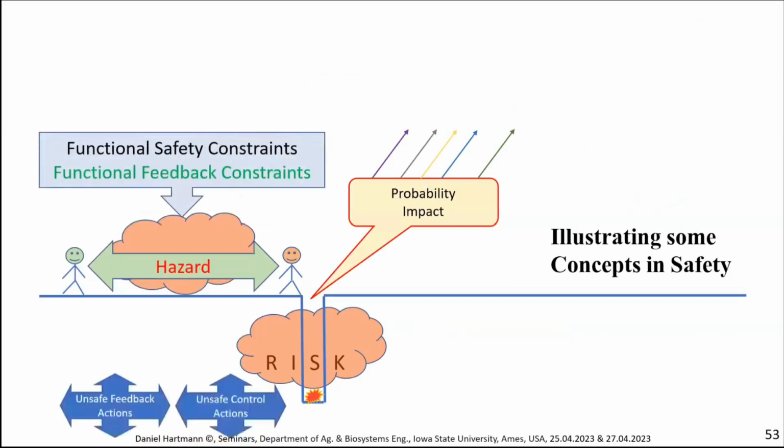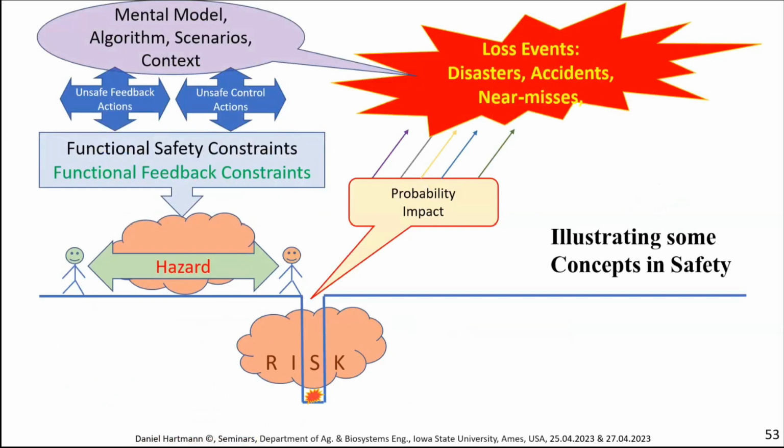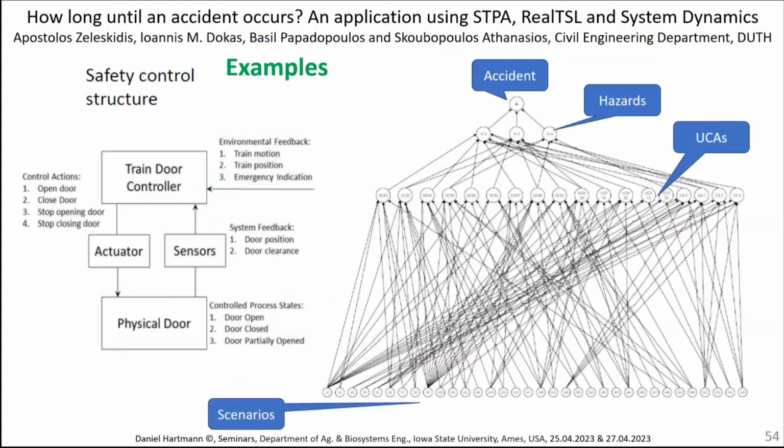So again, I will go quickly through my illustration. Now I'm using an illustration from a publication by a team of people from Greece. They used it for something else, and it's a very famous case study in our literature. It's about a train with a wagon, and it has a door, and the door can sometimes not be closed. If it's not closed and the train is moving, people can fall out, and of course, it's a loss event. So it's an accident.